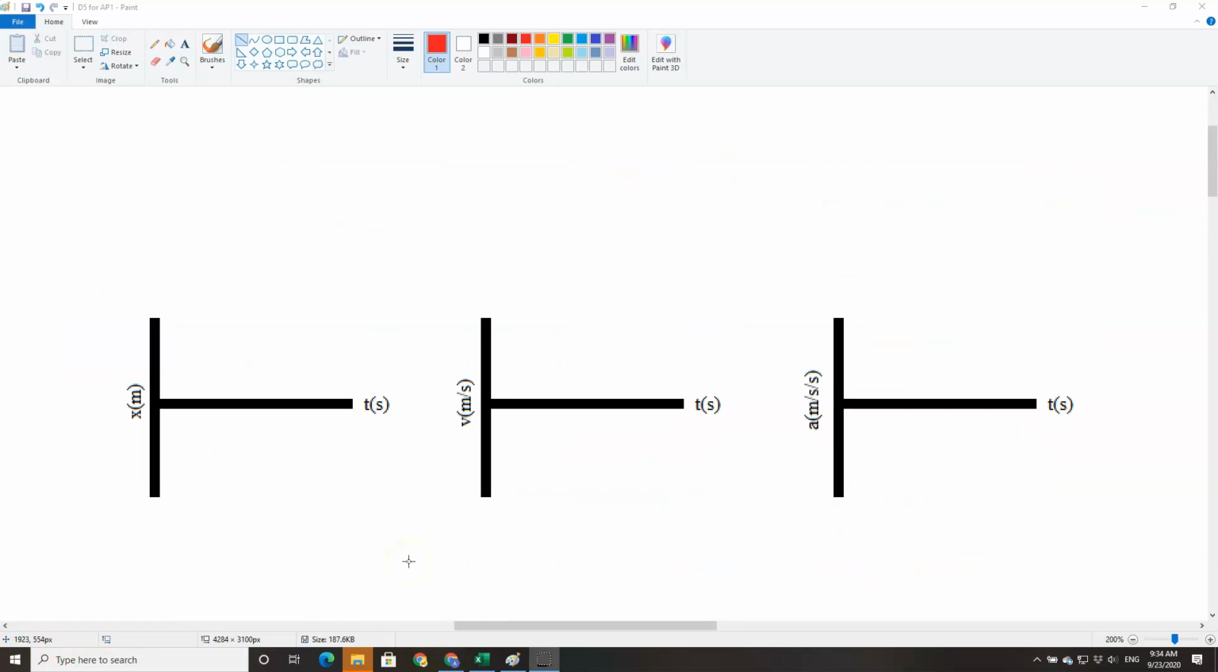Next thing we'll look at is how one graph impacts another. So starting with position versus time graphs, let's say, for example, you have a position versus time graph that looks like this, which shows a constant position being maintained. That means your velocity versus time graph and your acceleration versus time graph would both be no slope at 0.